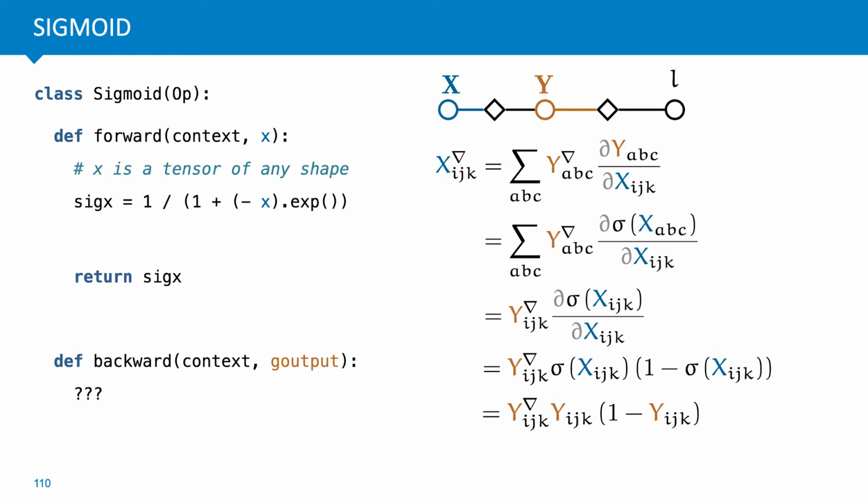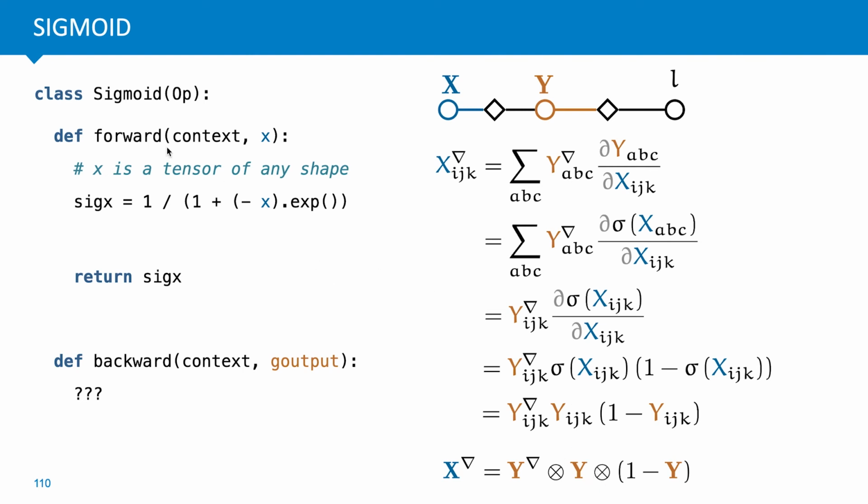So as before, we can compute our vectorized version of x nabla as y nabla, element-wise multiplied by y, element-wise multiplied by 1 minus y. So this is a pretty simple operation to vectorize, but what it illustrates is that when we want to implement this, we need more than just the gradient for the output of our function. We also need to remember some intermediate values from the forward pass. In this case, the outputs.